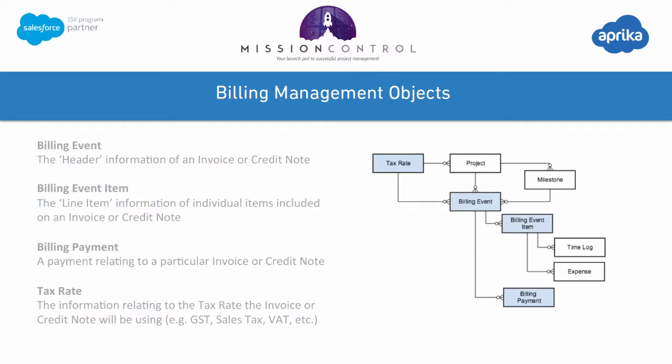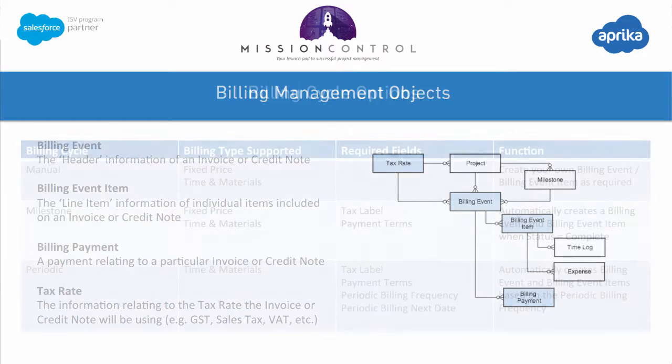And the tax rate allows you to build up a library of tax rate records that you can use on your projects to specify which tax rate should be included when generating invoices or credit notes relating to that particular project. So for example, Australian GST, sales tax, UK VAT, they would all have their own individual tax rate records.